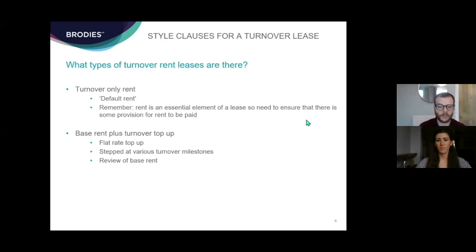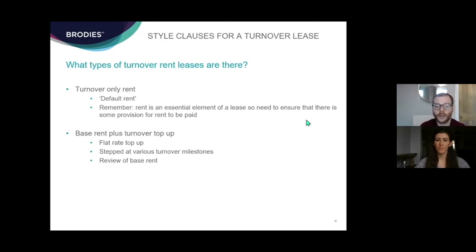Now, the second is the base rent plus the turnover top up, and there's various ways that this can be set out. As I mentioned previously, the base rent is generally a fixed sum, and it's a point for discussion between the parties what this will be. Generally, it's accepted that it would be 80% of the market value of the lease.